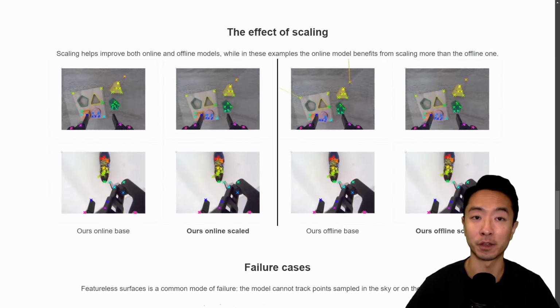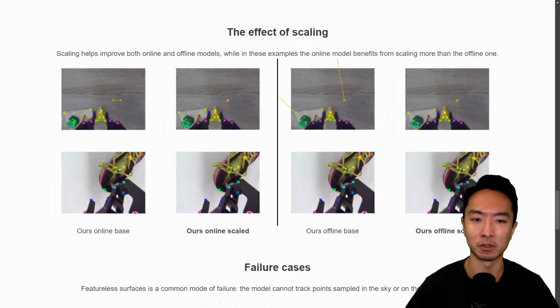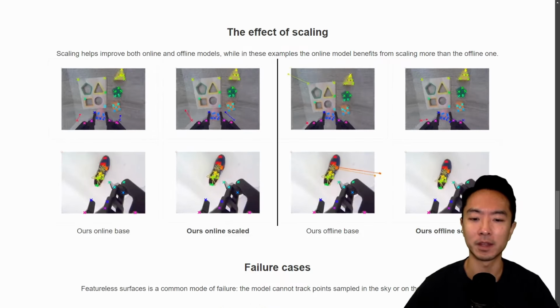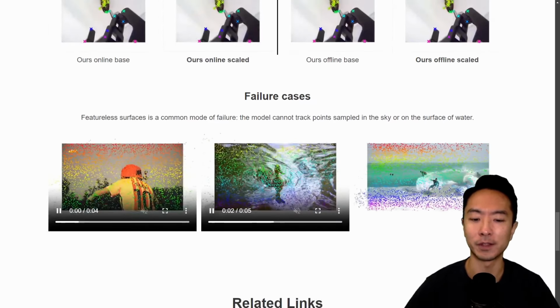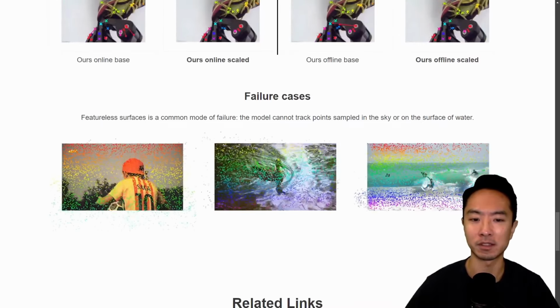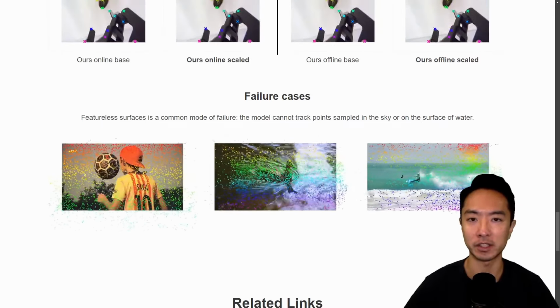So this is perfect for robotic type applications where you're trying to pick up objects. So when you move your camera in and out a lot, you can see that it does very well with scaling. But here you can see that it does fail in some cases. So it has trouble with water surfaces or in the sky. So you can see that those are currently the ongoing challenges that it faces.